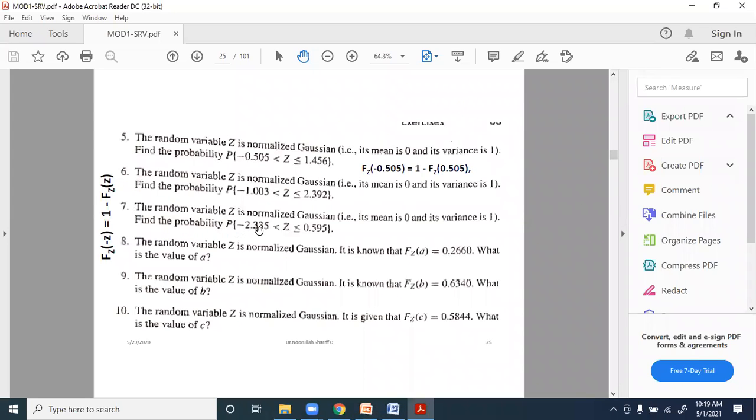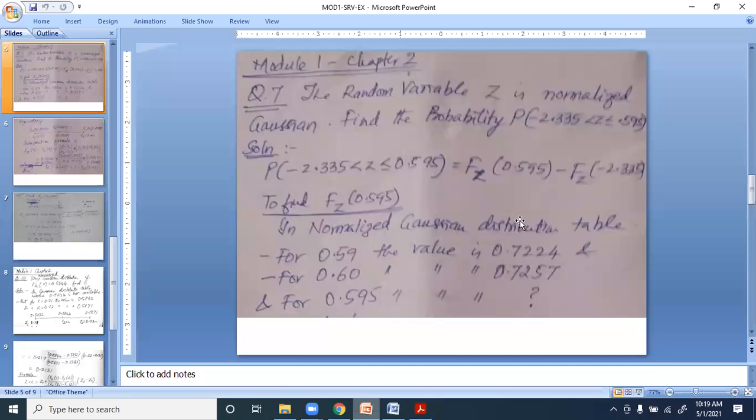Yes, minus 2.335 and 0.595. This is the p value. The same p value is there here, right? So this quantity is nothing but F(z) at 0.595 minus F(z) at minus 2.335. So you'll get 0.595, but you'll not get the value of minus of this. So you need to take the positive value.